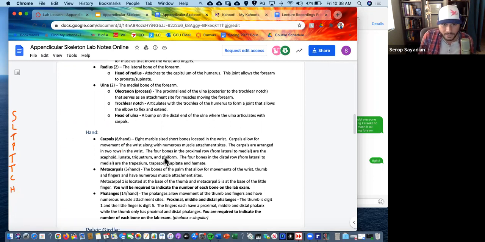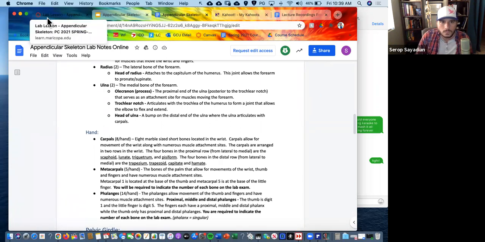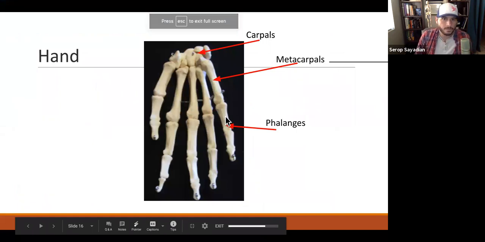So this is the mnemonic I use to remember these 8 bones: scaphoid, lunate, triquetrum, pisiform. Sally left the party. To take Charlie home: trapezium, trapezoid, capitate, hamate. Again, you don't need to know where they are exactly. You just need to know the names of them. Sally left the party to take Charlie home. So there's 8 carpals.